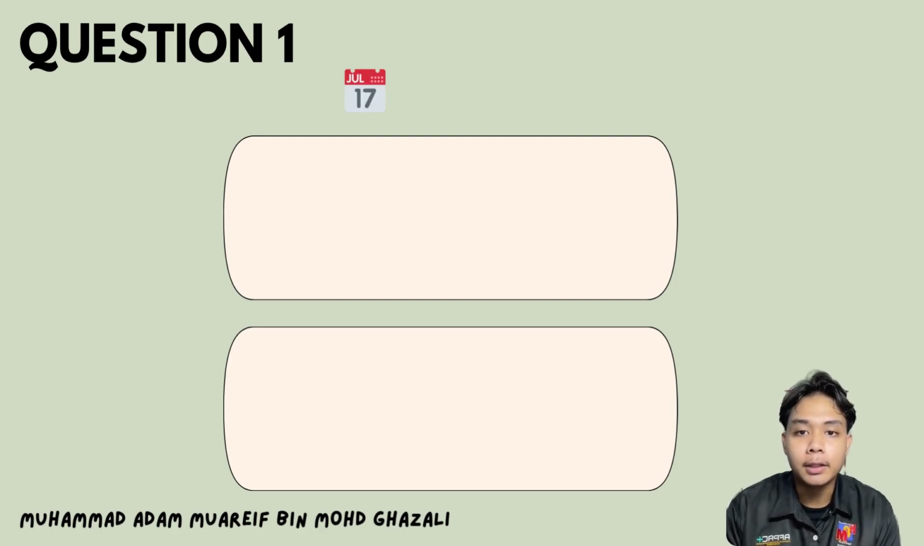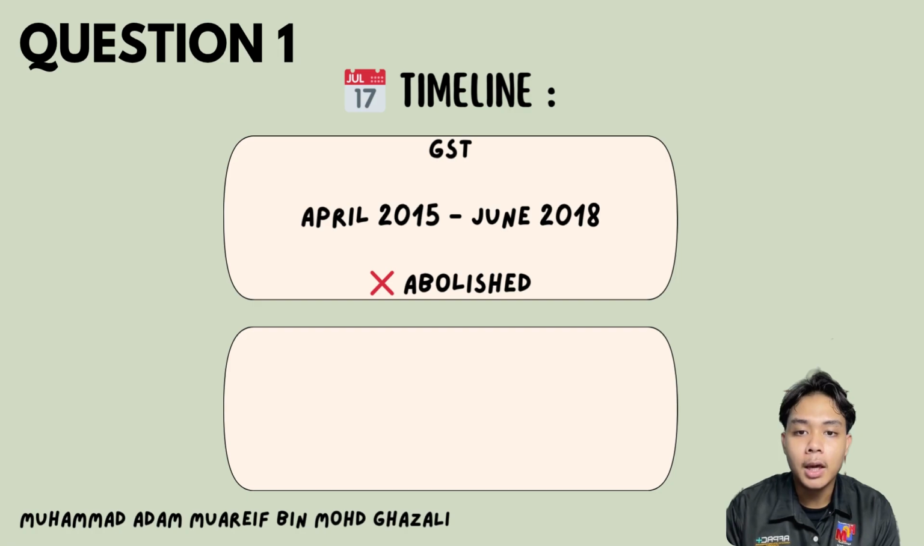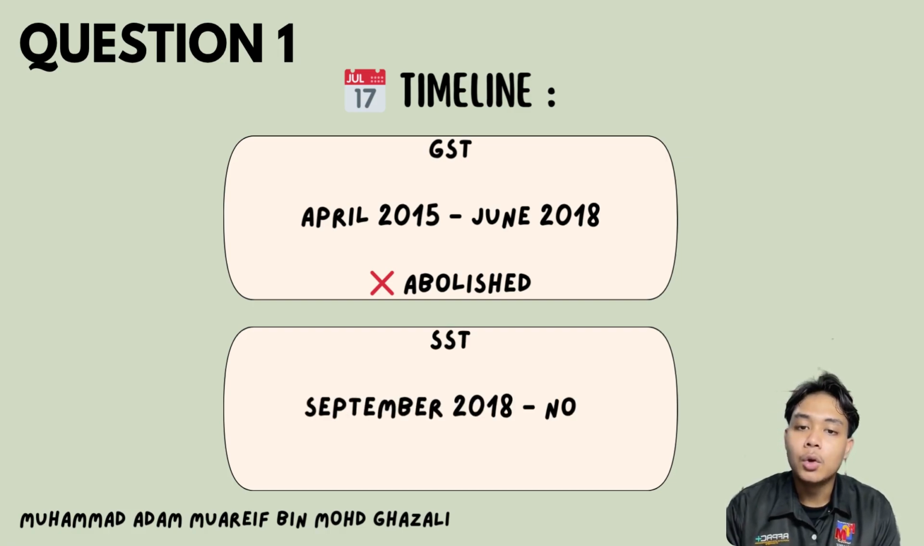Let's start with the timeline. GST, or Goods and Service Tax, was introduced in April 2015 and abolished in June 2018. Then SST, which stands for Sales and Service Tax, was reintroduced in September 2018 and is still in use today.